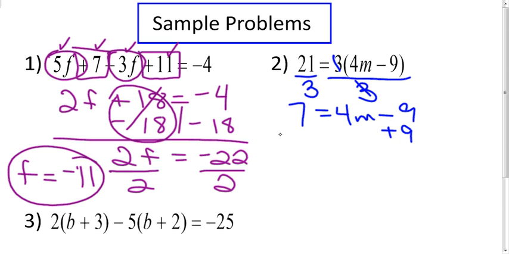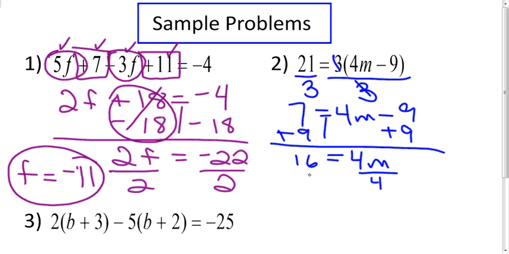I'm going to add the constant on the variable side to both sides of the equal sign. I get 16 equals 4m. Divide by the coefficient, and once again, I get m is equal to 4. So we can solve that in a couple different ways, and it's really up to you which way you'd want to solve that.